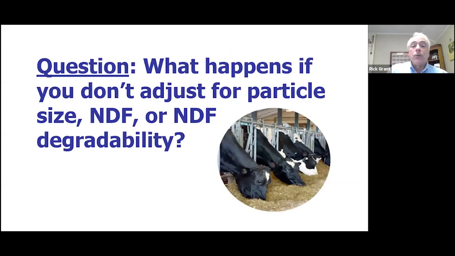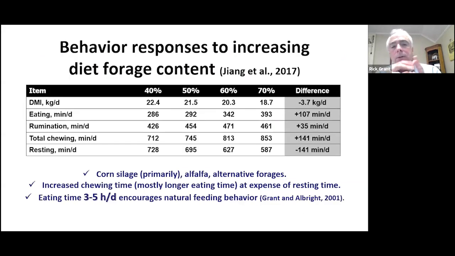So what happens if you don't adjust for particle size, NDF or NDF degradability, when we're feeding these types of diets? Well, I like this study here. This is some work that was reported a few years ago where corn silage was the primary, not the only, but the primary silage forage in the diet. It also had alfalfa and some alternative forages. It was done in China, so it had a few forages we wouldn't commonly feed here.